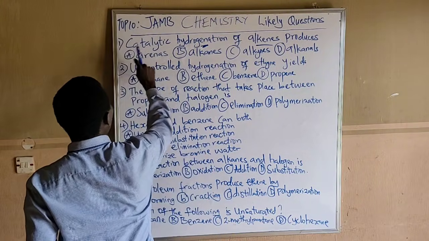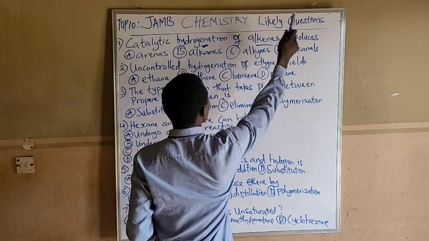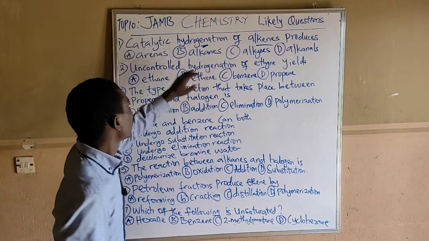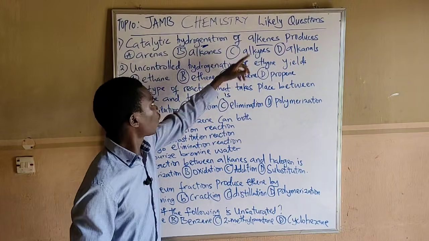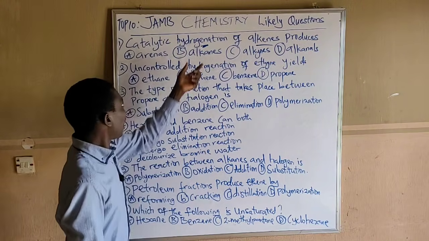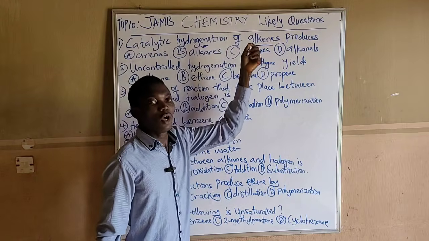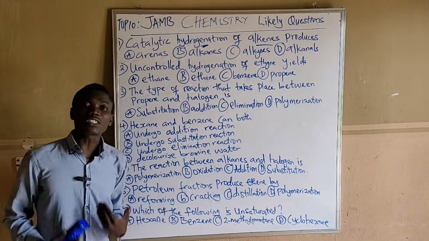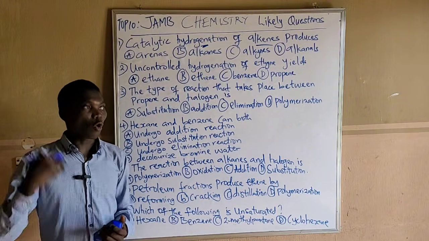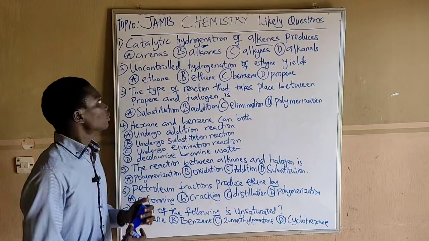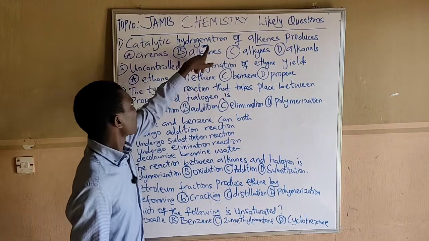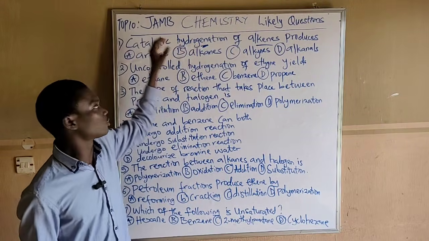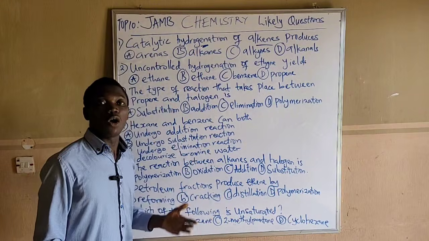We have question one: the catalytic hydrogenation of alkenes produces dash. Let's take note of something. We have catalyst, we have hydrogenation, and we have alkenes. This reaction takes place under a catalyst. What a catalyst does in a reaction is alter the rate of a chemical reaction. Our major concern is the hydrogenation of alkenes. The catalyst is just telling us that the reaction occurs under a catalyst.